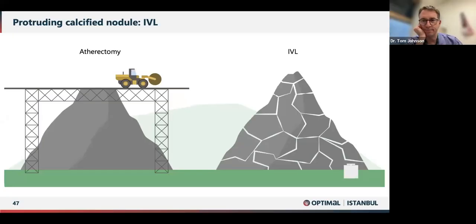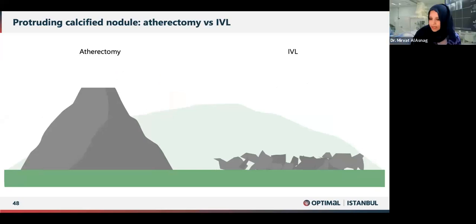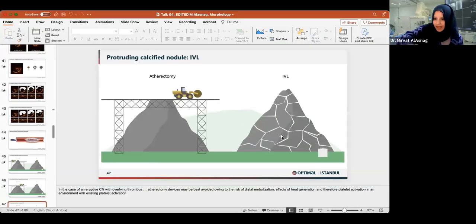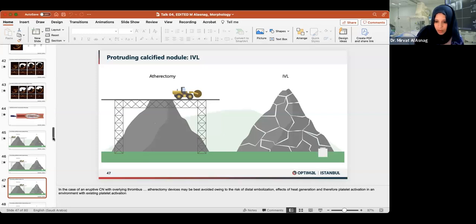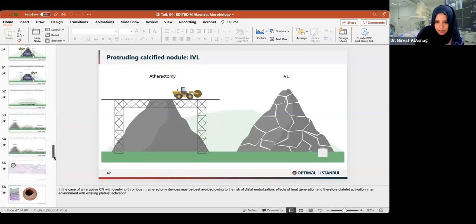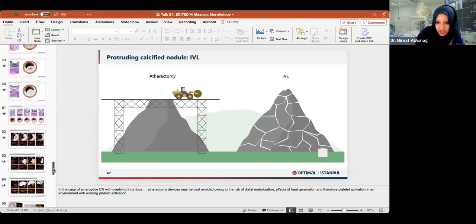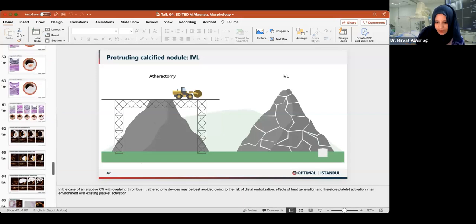Yep. So the idea is when you're using atherectomy, what you're doing is shaving off. But with IVL, what you are doing is creating cracks. So you see the cracks; this is what IVL presumably does in calcium. And then just a quick point that we need to keep in mind, to re-emphasize what you were saying here.